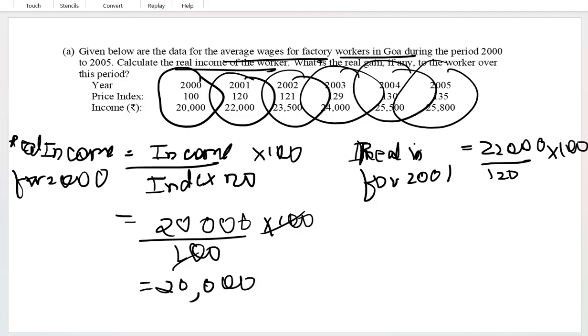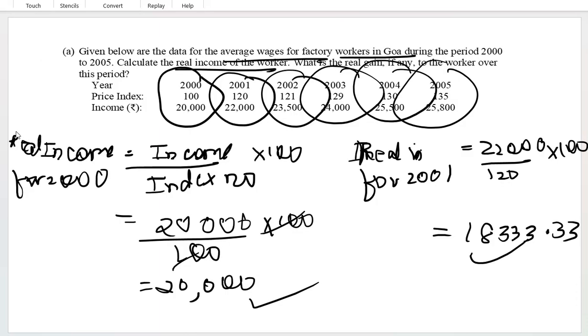This is nothing but 18,333.33. Similarly, if you observe, we are asked what is the real gain, if any, to the worker over this period. So if you observe, the real income in 2000 was 20,000. Now in 2001 it is 18,333.33. So there is no gain. The real income has fallen.